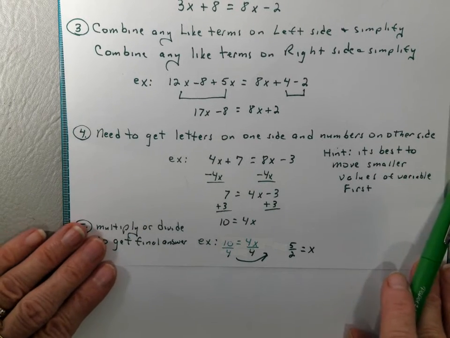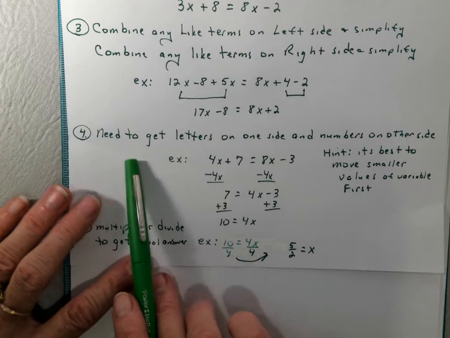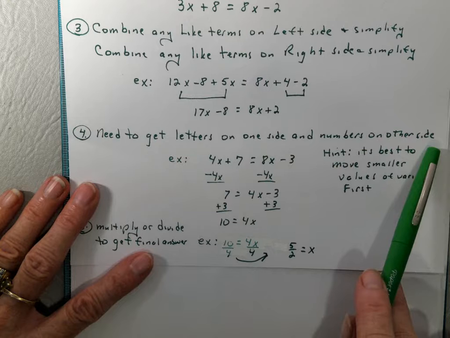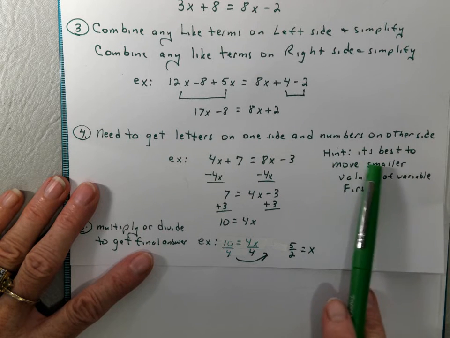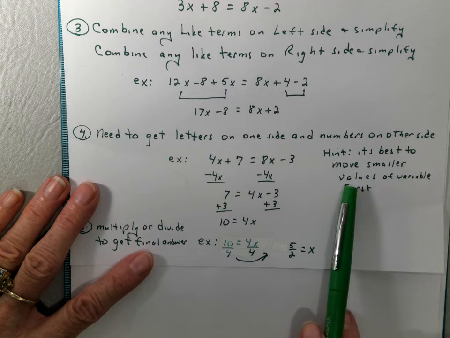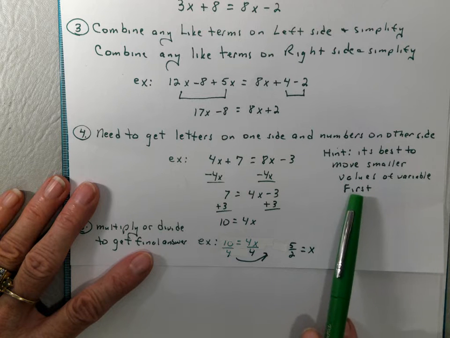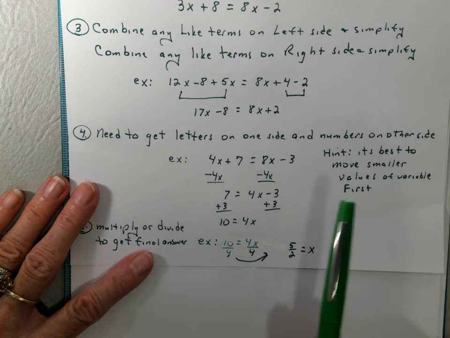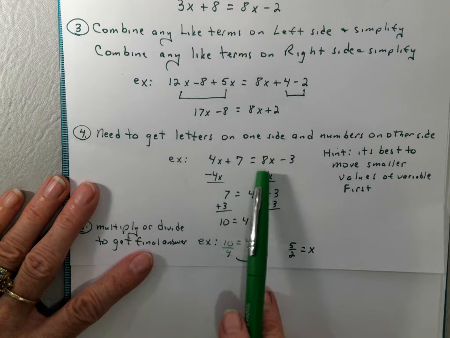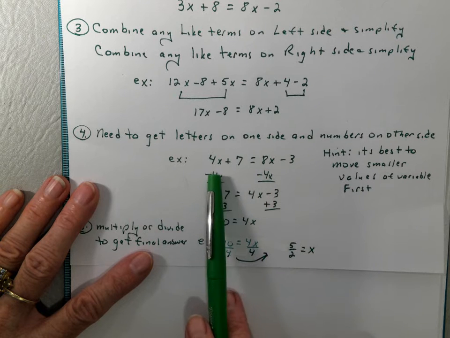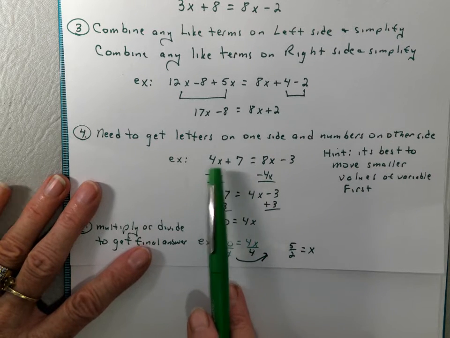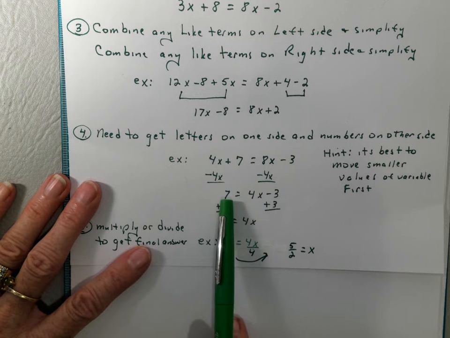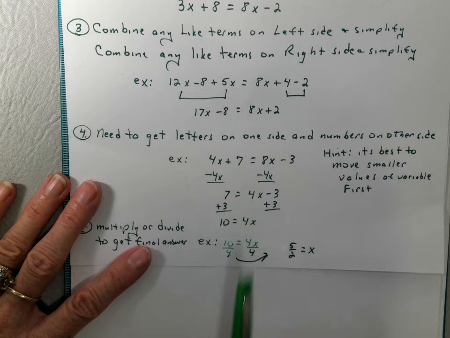Now, one of the next things that you want to do is get the letters on one side and the numbers on the other side. I'll give you a little hint. It's always best to move the smaller value of the variable first. 99% of the time, that's a good idea, okay? So when I have 4x plus 7 equals 8x minus 3, I want to move this 4x to the other side. So I'm going to subtract 4x, and then I'm going to get 7 equals 4x minus 3.